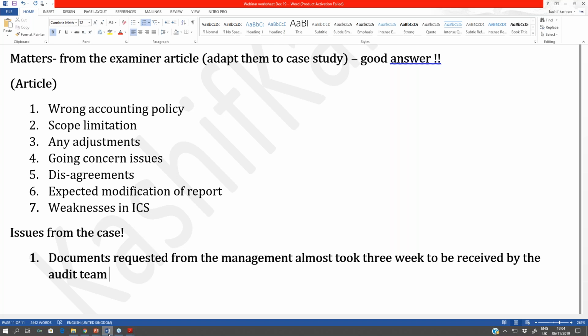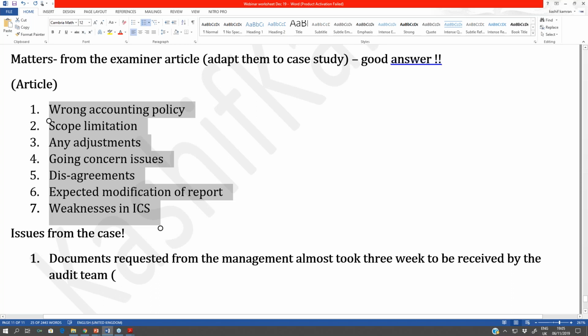Now why will you communicate this? We're not categorizing the points into the categories above. The seven categories over here are just an example given by the examiner. But should we just stick to the examples given by the examiner, or should we adapt? So we got the first example from the case study, that the documents we requested from the management almost took 3 weeks to be received by the audit team. I hope everyone agrees this is a point which we should be communicating to management. But why?